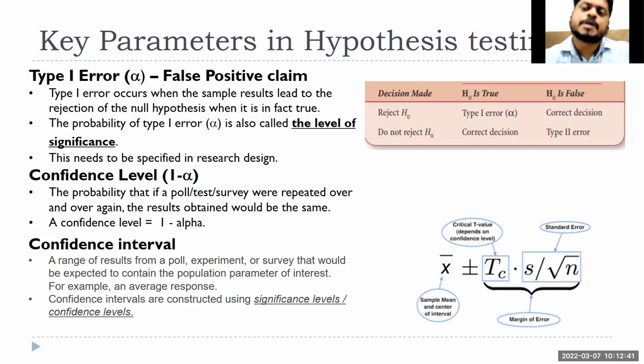Type 1 error, you have to mention in your research. Okay, I am accepting 5% error. My alpha, or level of significance, or significance level, is 5%. That means 100 minus 5%, that is 95%. I am confident that if I repeat this research, which I did in Odisha, on a different sample, I'll get a similar result.